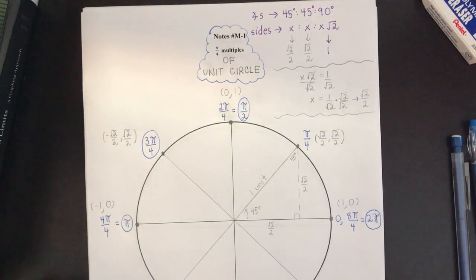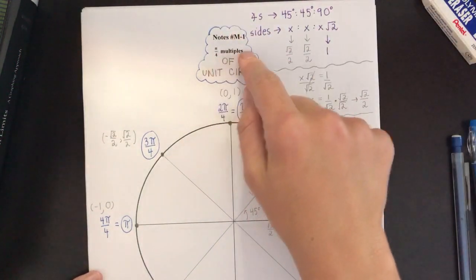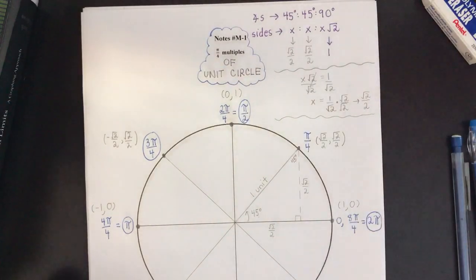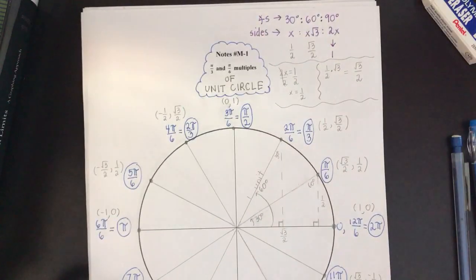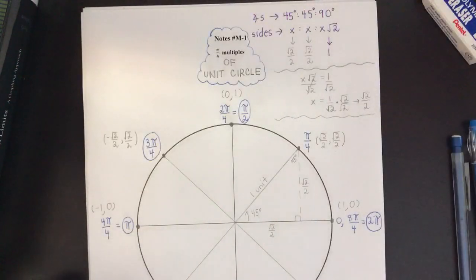Today we're looking at notes M-1, pi over 4 multiples of the unit circle, and we will also be looking at pi over 3 and pi over 6 multiples of the unit circle. So there are various things you need to know or memorize about the unit circle. One of those things is the angle measures in degrees. The other thing is the angle measures in radians.